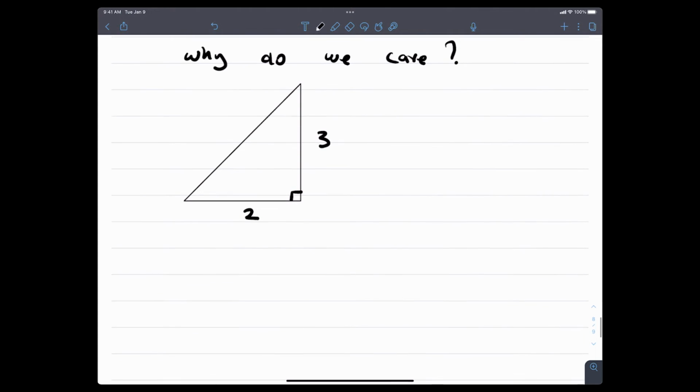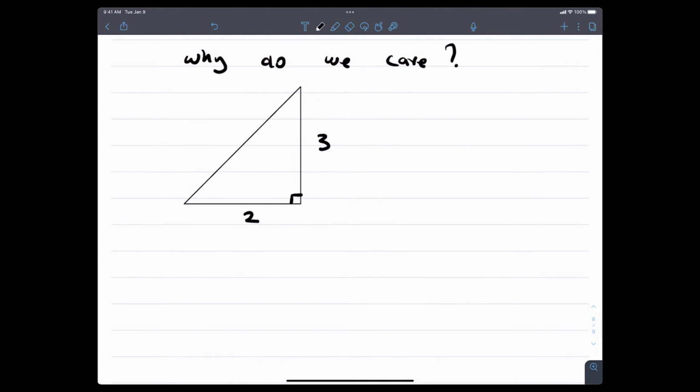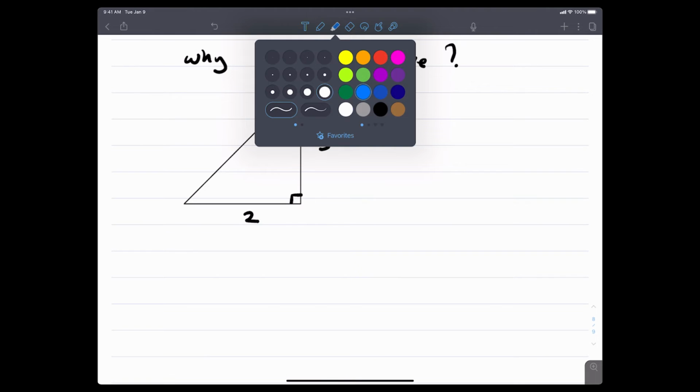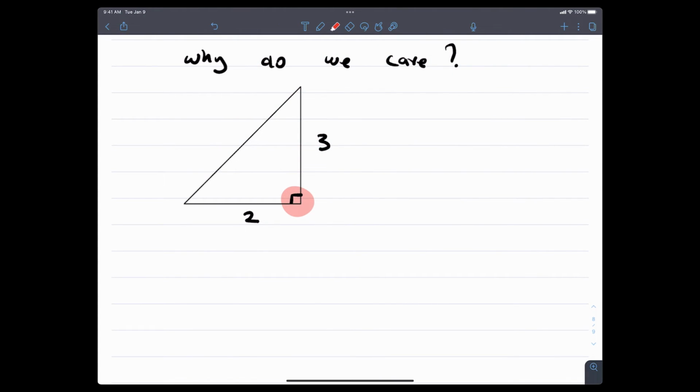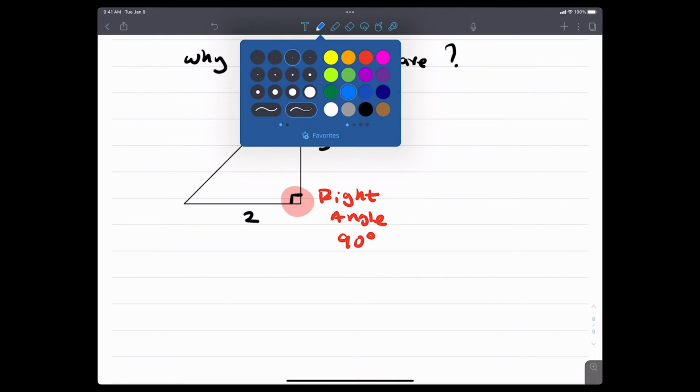What are you guys looking at here? What's this called? You see this little square? What does that mean if I put that little square down here? That's called a what? That's a right angle. What's the measure of a right angle? 90 degrees. Good job. So you're looking at what we call a right what? Triangle.